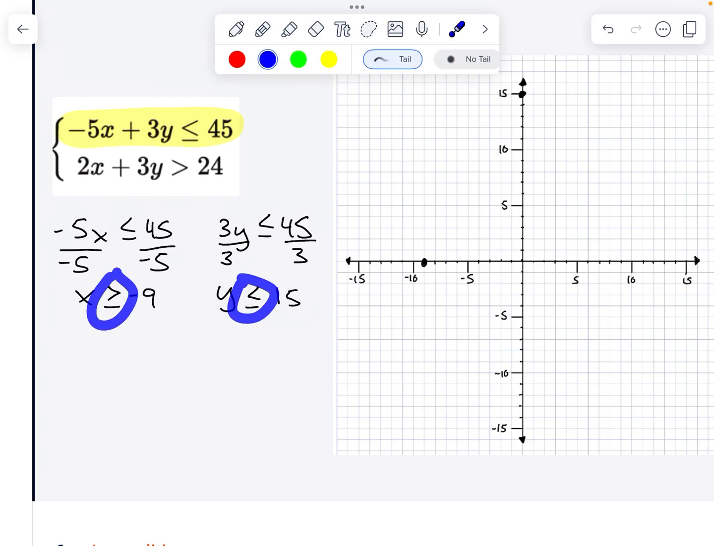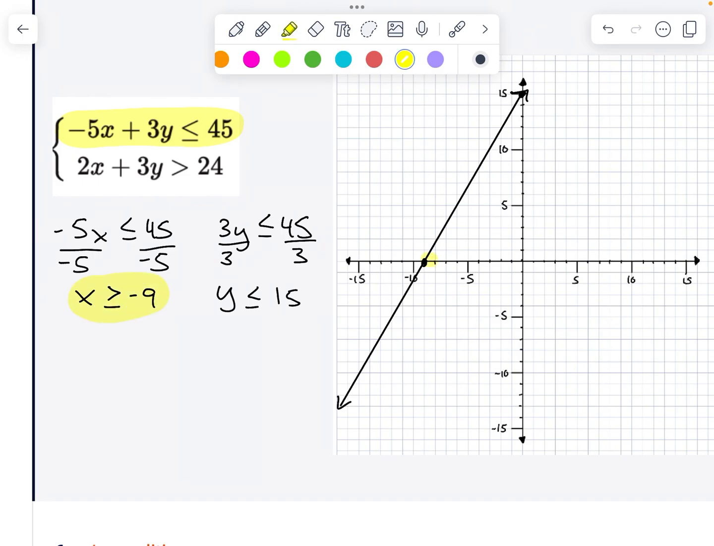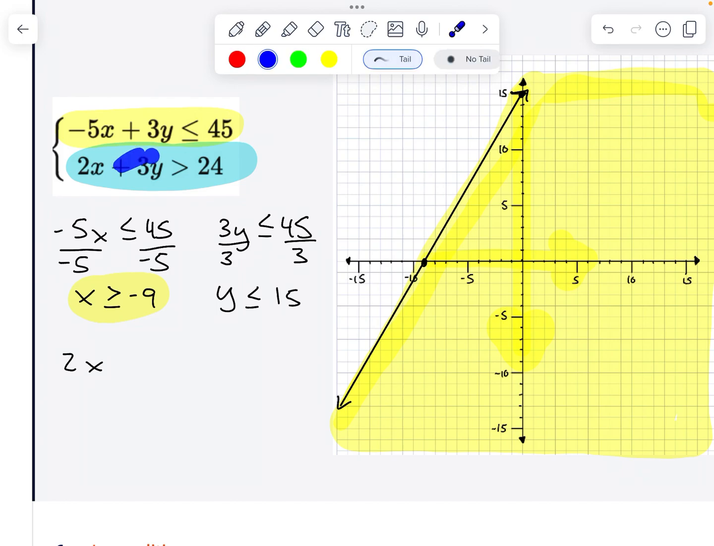So for my first equation, I'm going to have negative 9 for x and positive 15 for y. This does have an equal to sign, so it's going to be a solid line. And if we look at the shade, I guess I'll just shade this yellow. X is greater than negative 9, so it'll be shaded this way. Y is less than 15, so it'll be shaded this way. So for shading, the first equation would look something like this.